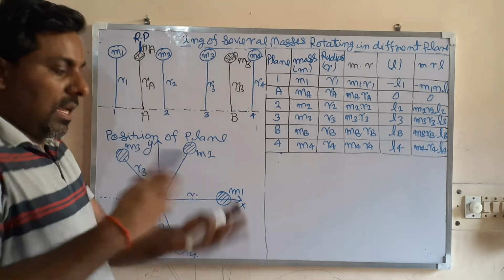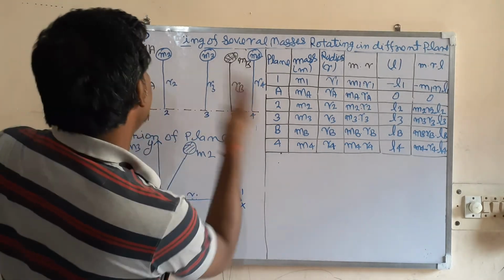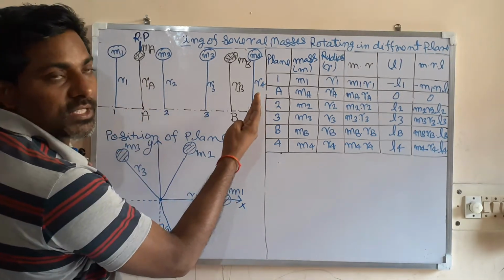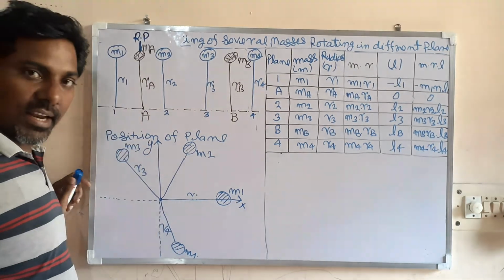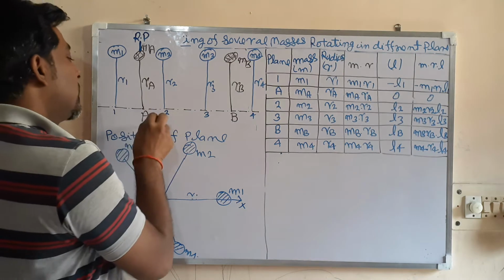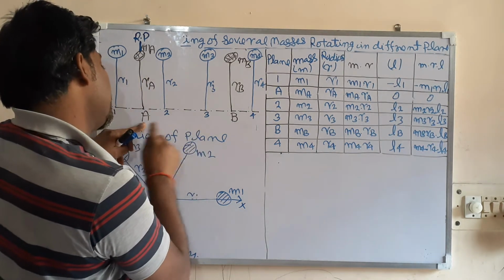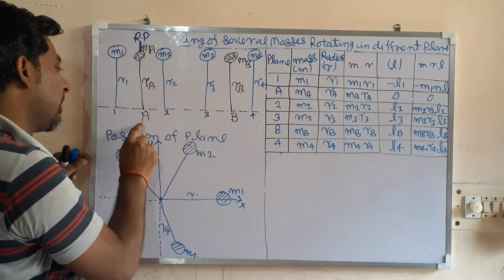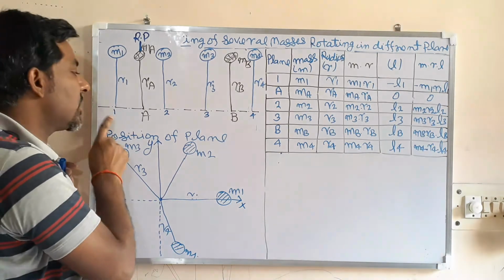Next thing is the sign convention. Distance measured right of the reference plane is taken as positive. Distance measured left of the reference plane is taken as negative. So the distance you measure to the right of the reference plane, you will take as plus, and the distance you measure to the left of the reference plane will be taken as negative.